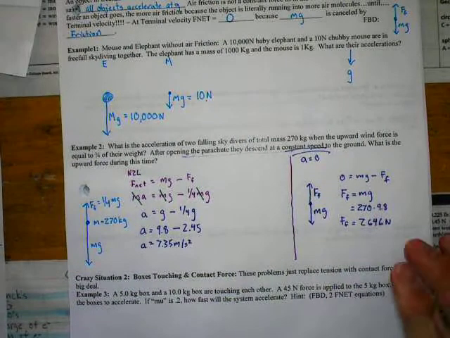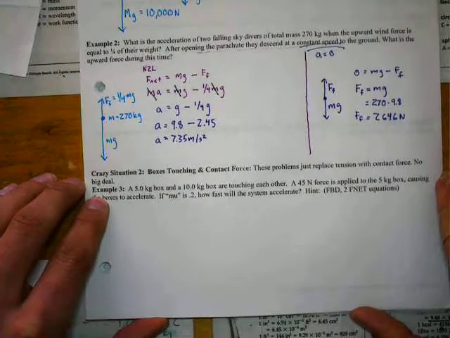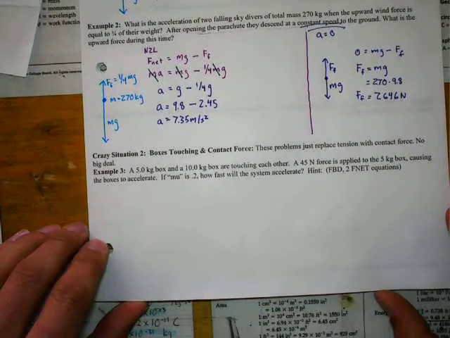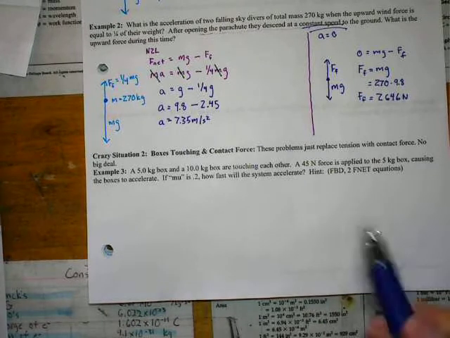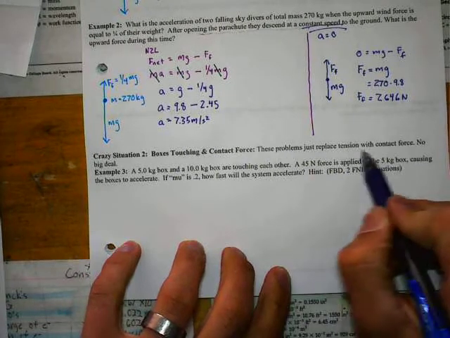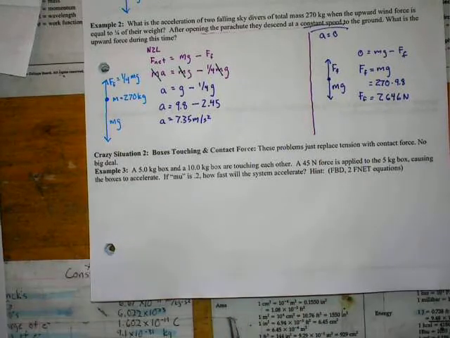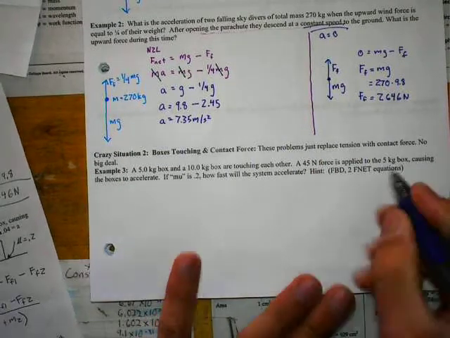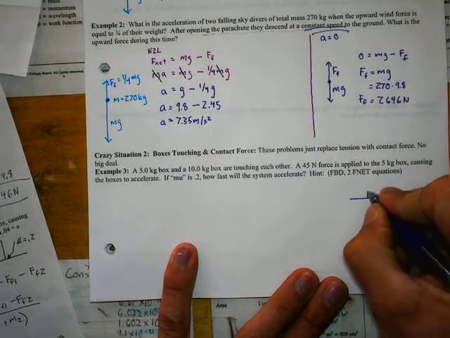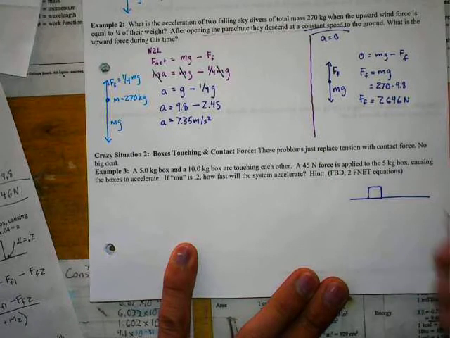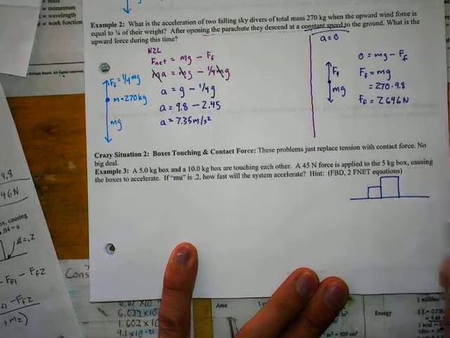Just pay attention. All right, crazy situation number two. Boxes touching and contact force. Exciting. These problems just replace tension with contact force. No big deal. It really is no big deal. So let's draw the situation over here. We got the ground. We got a 5 kilogram box, and then we've got a 10 kilogram box. Not to scale.